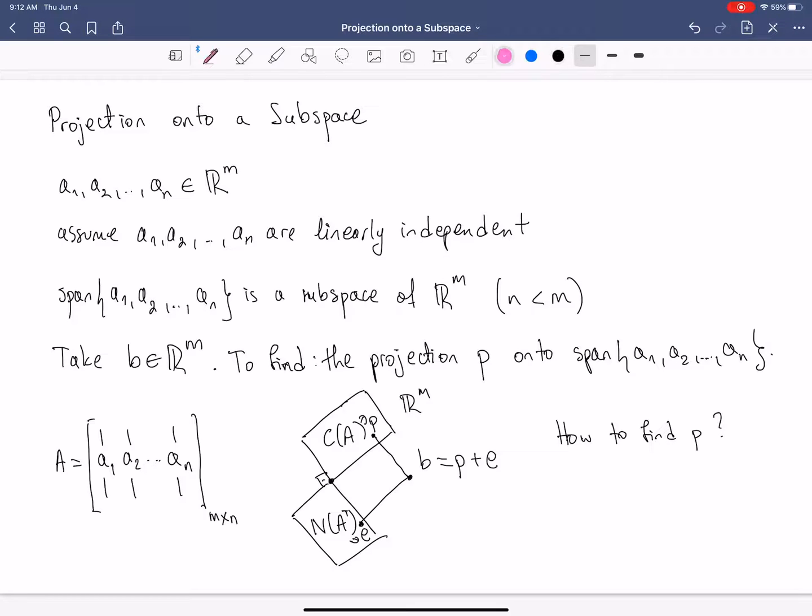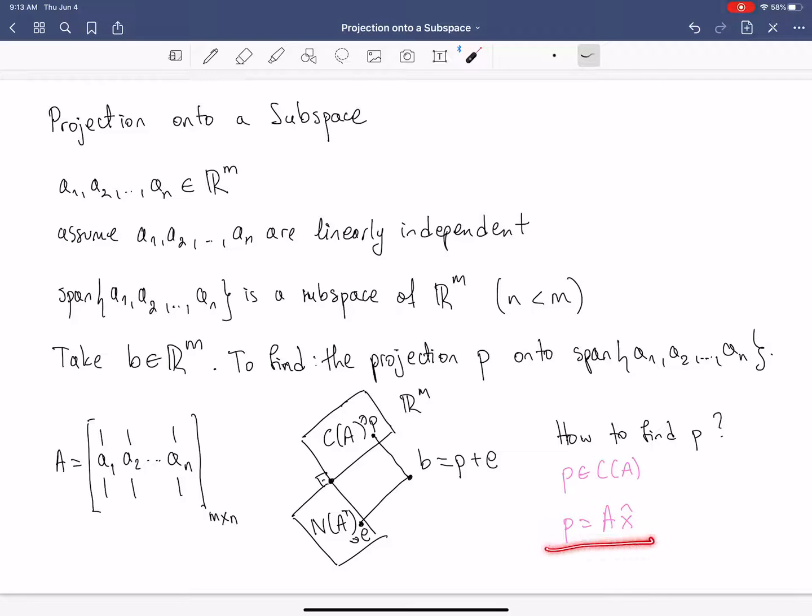Now, P is in the column space of A. That's the whole point. We're trying to find a P that is in the column space of A. Now, if it is in the column space of A, then P is of the form A times some x hat. It will become more clear tomorrow why I'm using a hat and not just x, so bear with me. Think of it as hinting towards projections. Because P is in the column space of A, we know that P must be of the form A x hat for some x hat.